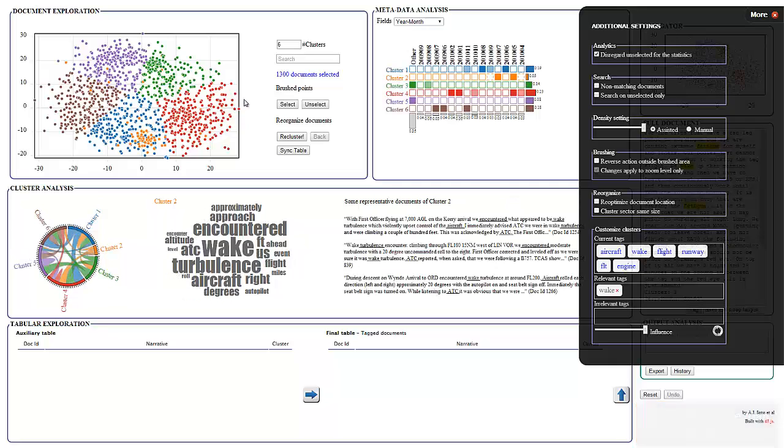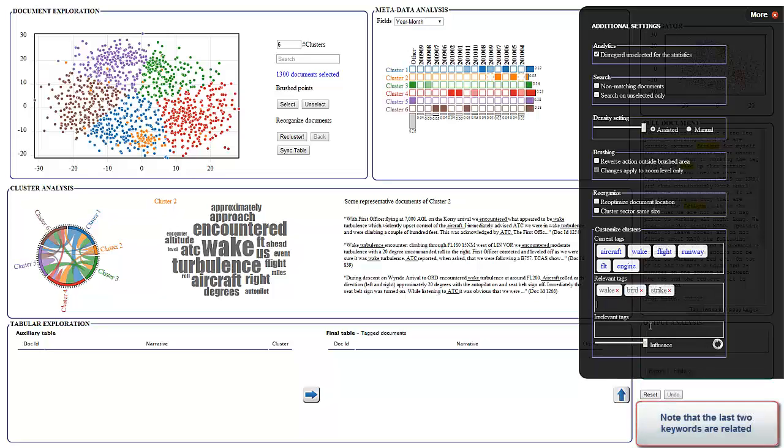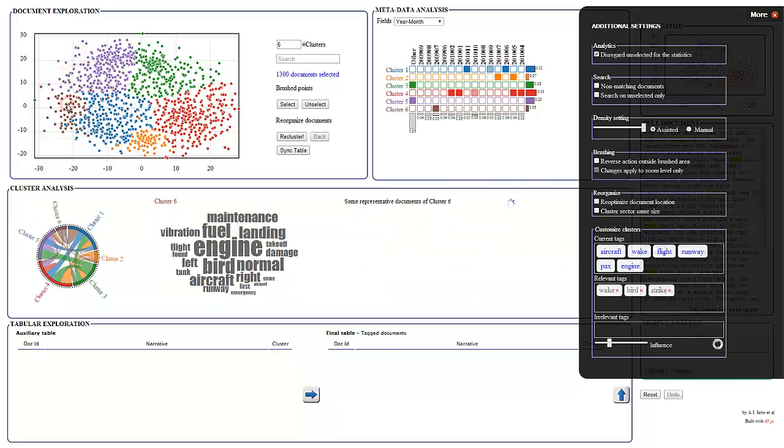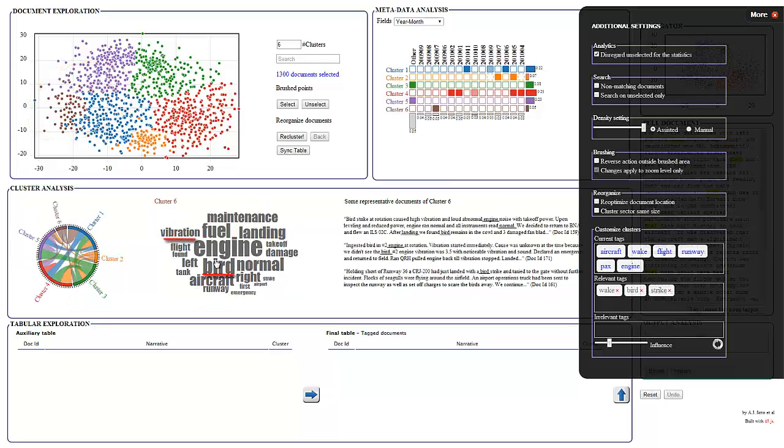Let's suppose that now we want to have another cluster related to bird strikes. Let's reduce the influence a little bit. We see that now cluster 6 has got smaller and has the word bird as one of its keywords, and other words such as vibration and damage, although engine is the most important keyword.